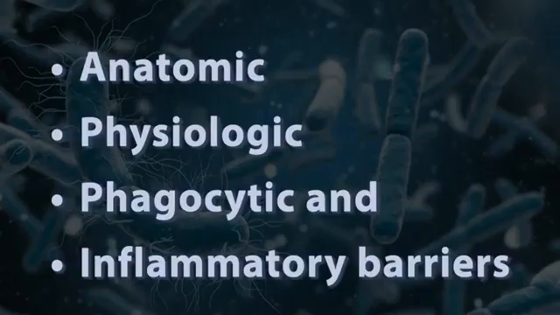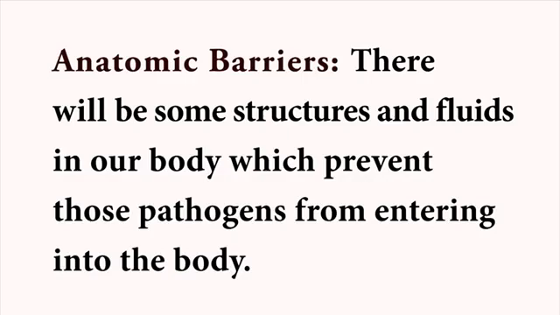There are several pathogens or foreign molecules which invade into the body through any means. They can enter while breathing and eating. These show non-specific innate immunity. There are mainly 4 types of barriers, namely anatomic, physiologic, phagocytic and inflammatory barriers.